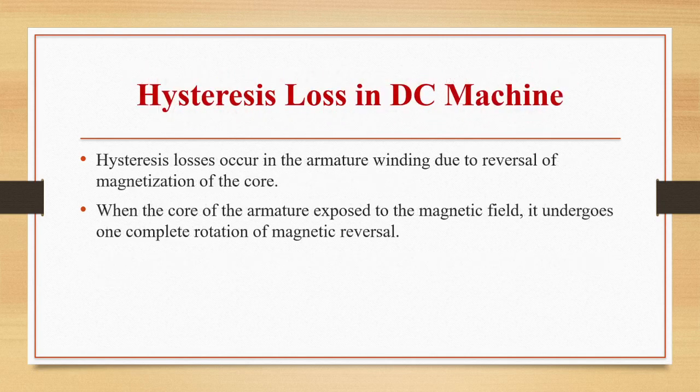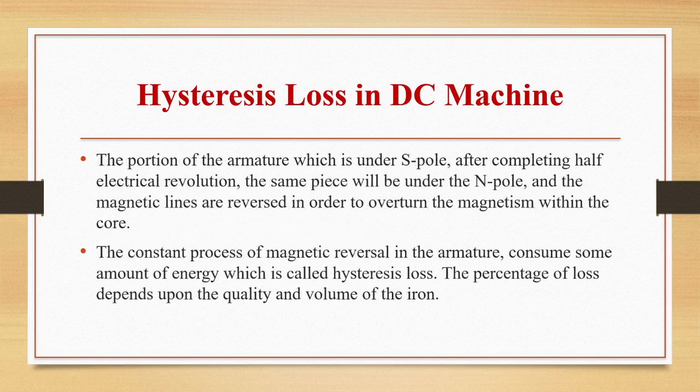Hysteresis losses occur in the armature winding due to reversal of magnetization of the core. When the core of the armature is exposed to the magnetic field, it undergoes one complete rotation of magnetic reversal. The portion of the armature which is under the south pole, after completing half an electrical revolution, will be under the north pole, and magnetic lines will be reversed in order to overturn the magnetism within the core. Constant process of magnetic reversal in the armature will consume some amount of energy, which is called hysteresis loss, which we have already seen. I already discussed this. I hope this is clear to everyone.